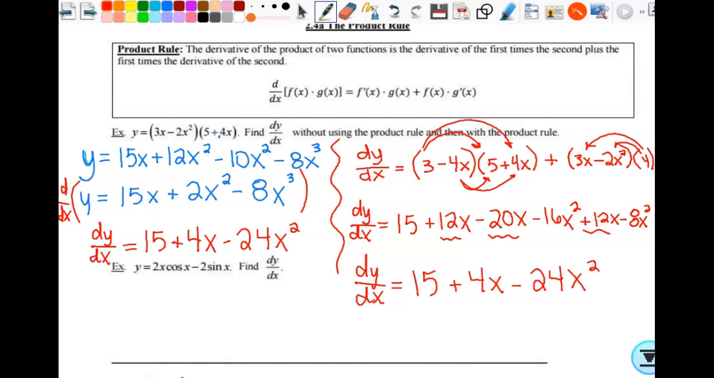So don't memorize it in terms of F and G, because sometimes they'll throw in different letters, okay? So memorizing it in terms of letters just gets confusing. So memorize it in terms of the words. So right here, derivative of the first times the second, plus, make sure it's a plus, the first times derivative of the second, okay? Try to talk yourself through it in your head using those words.